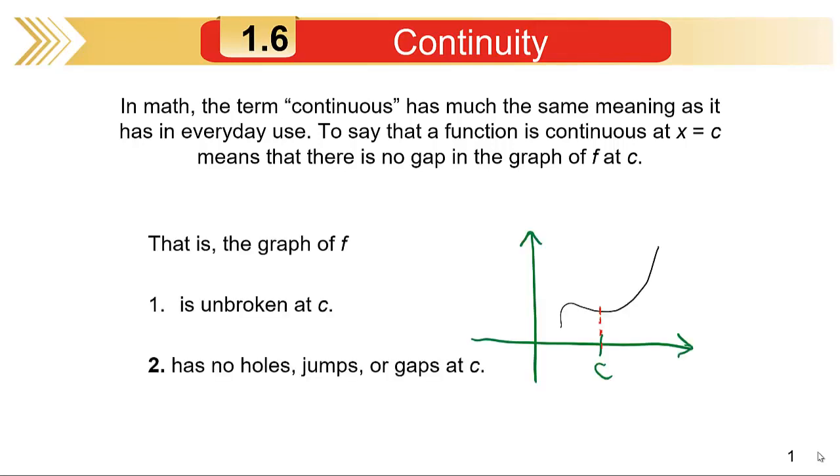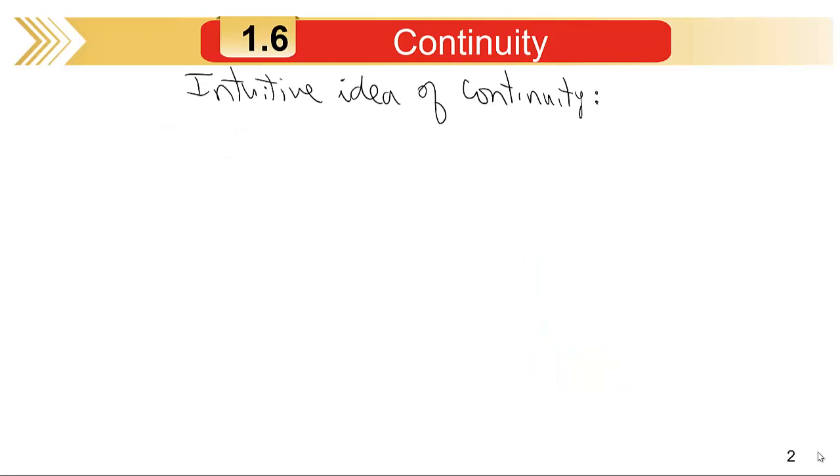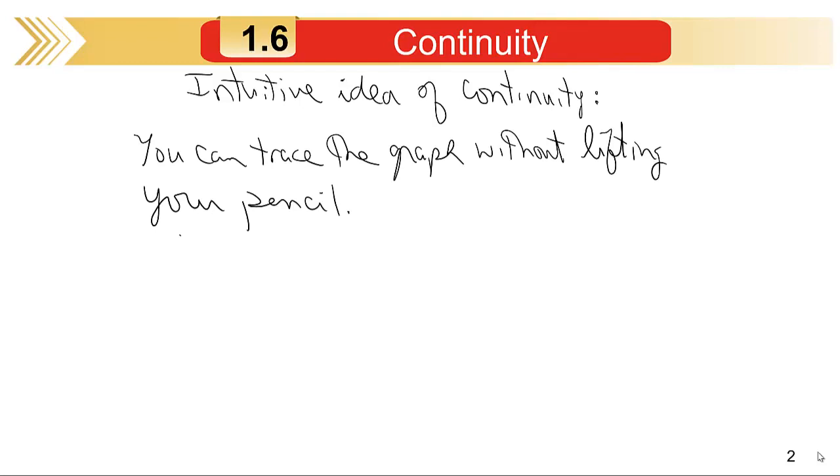For example, in the graph I've drawn here, around that point c, the curve is unbroken. It has no holes, it has no jumps, any kind of gaps. It's just a continuous curve in the everyday sense of the word. So again, to just emphasize this, in the intuitive idea of continuity, I will say the best way in my mind to visualize it is that if you take a pencil and you can sketch out, trace the entire curve without lifting your pencil, then you can say that that graph is continuous.